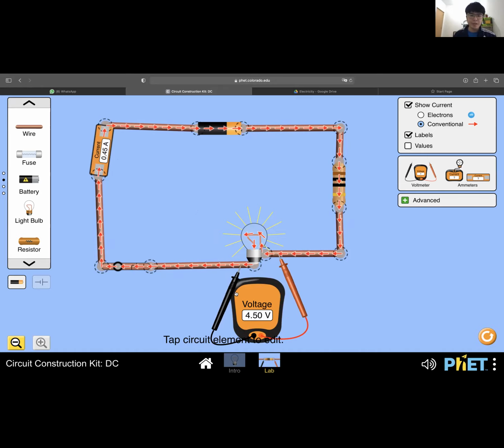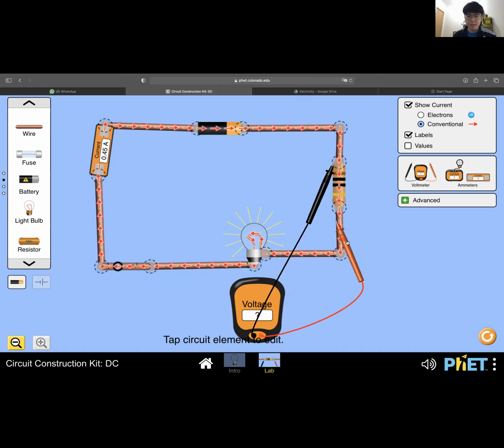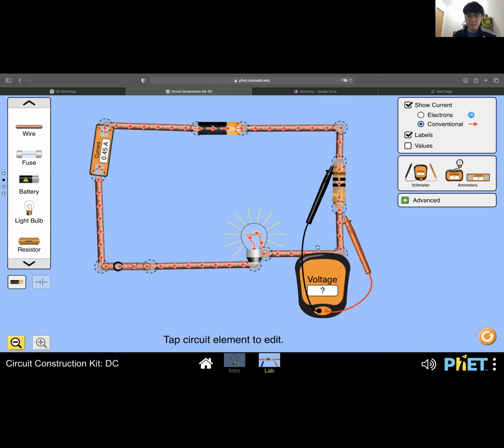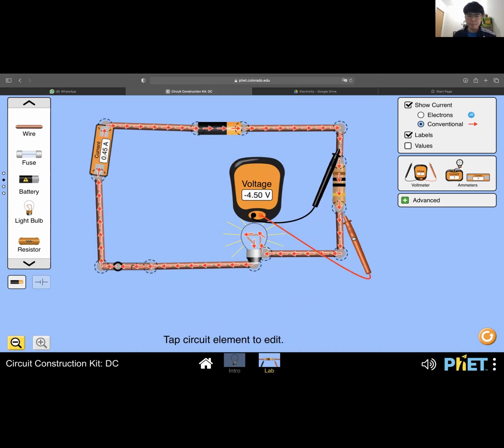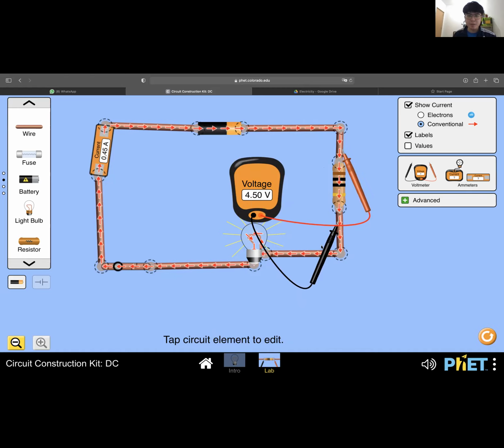Here again, I want to measure the resistor, before and after here. Over here. Oops, negative. You see, negative is because the terminal is the opposite terminal. Okay, so 4.5 volts again. 4.5 volts across the resistor.